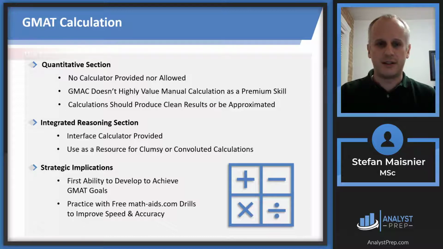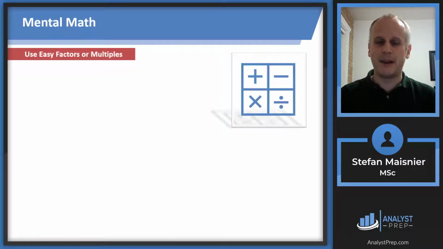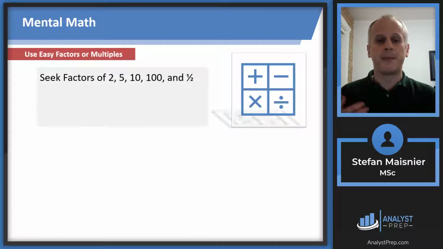So let's go ahead and talk about how to mentally manipulate some of the math on the exam based on the idea of easy factors or multiples. You're going to want to seek factors of 2, 5, 10, 100, and a half to facilitate easy mental calculations. And you may be asking yourself, well, why is it 2, 5, 10, 100, and a half?